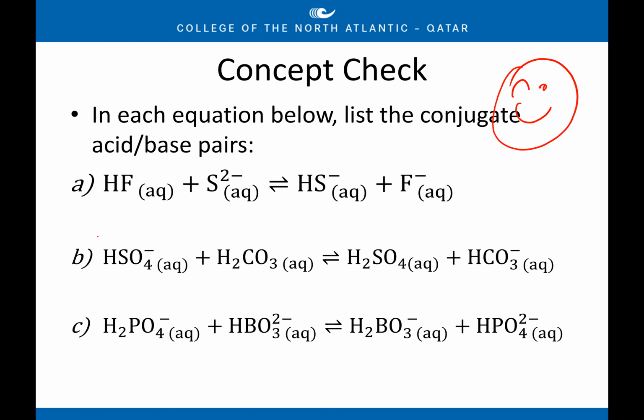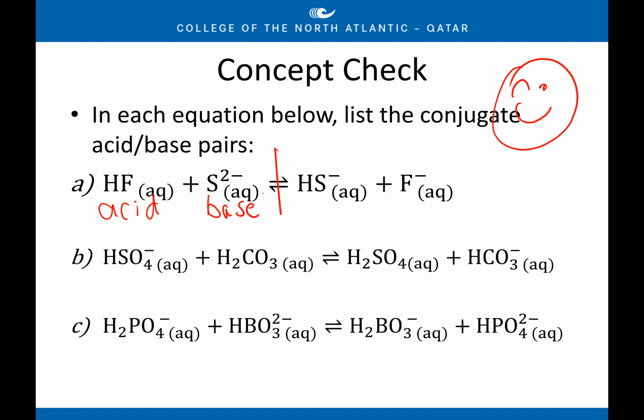Okay, so how do I do this? How would I know? Split the reaction in half and look at the left side first. I know that HF has to be the acid in this equation. Look at these two chemicals: I have HF and S2 minus. This has a hydrogen, so this has to be the acid, which means this chemical has to be the base.